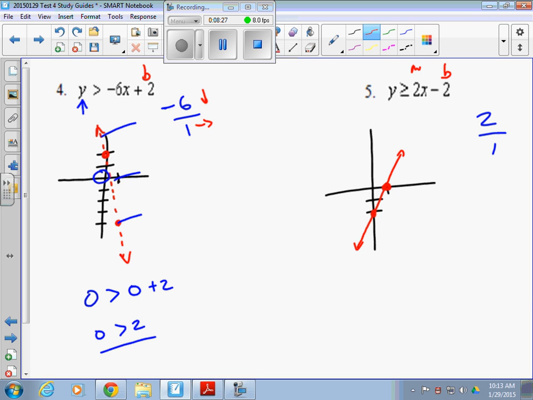Does not pass through 0, 0. That's always a good thing. Plug in 0, 0 there and there. 0 is greater than or equal to, anything times 0 is 0 minus 2. 0 is greater than or equal to negative 2. True statement this time. 0 is the bigger number out of the 2. Shade towards 0, 0.